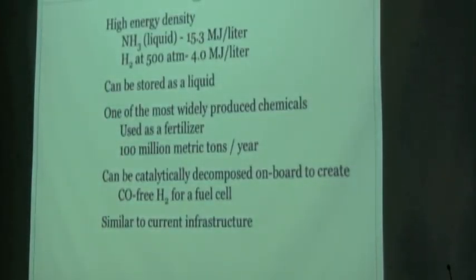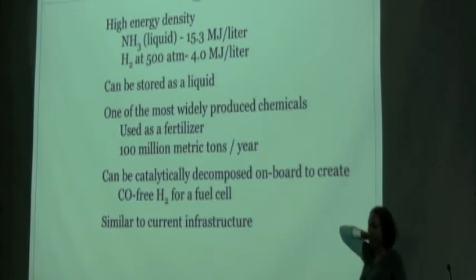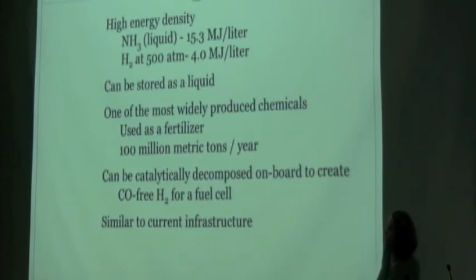So one option that I'm looking at is using ammonia to store the hydrogen. Ammonia can be stored as a liquid, and so we have a higher density of molecules. You can see that ammonia as a liquid up in the top has 4 times as much energy density as hydrogen at a high pressure. It's used as a fertilizer, so it's a chemical that's widely available, and it can be decomposed. So the ammonia can be decomposed to form nitrogen and hydrogen in order to run the vehicle.